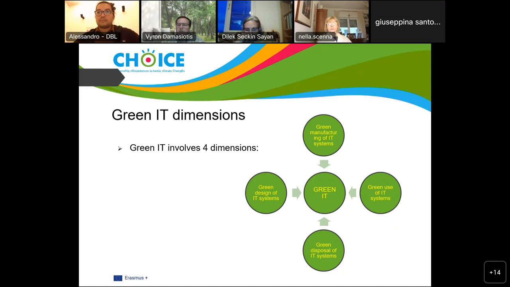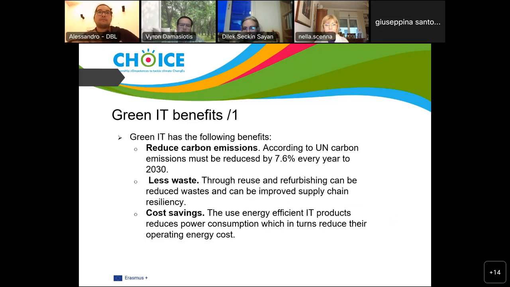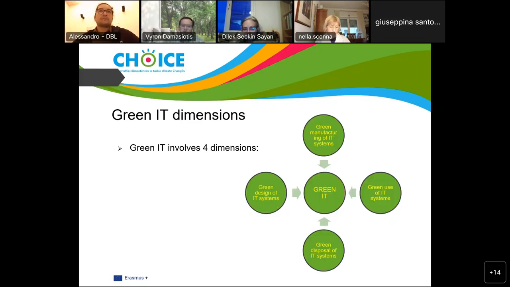Here we also have the green use of IT systems, which is how we use these IT devices, and how we dispose of them is the final dimension. About the first two dimensions, we cannot do too much, but we can do a lot of things for the green use of IT devices and the disposal of IT systems.